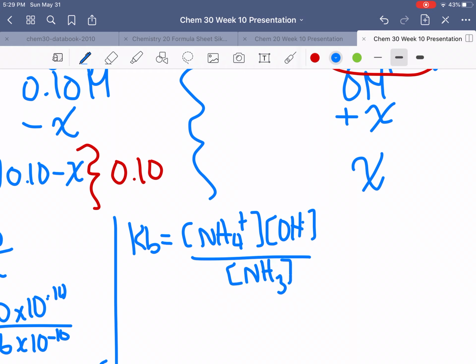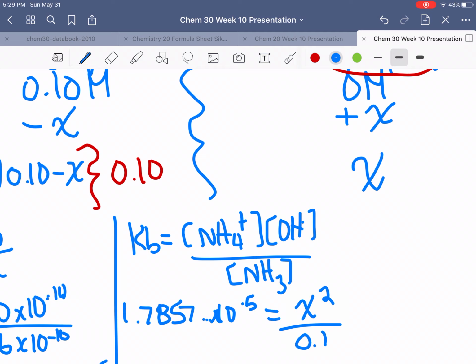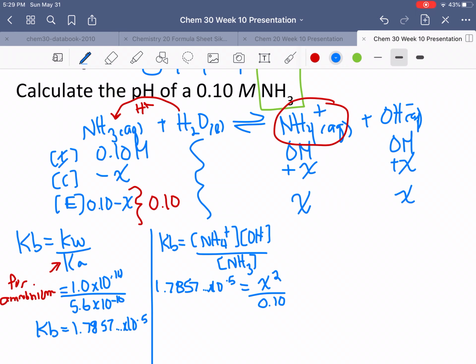Plug in what you know. The Kb we just found is 1.7857... times 10 to the negative 5, equal to ammonium and hydroxide, which are both x, so x squared over the ammonia concentration. And we can just use 0.10 because we assume that they are close enough. We can use the same number for the initial and the equilibrium concentration of that ammonia.